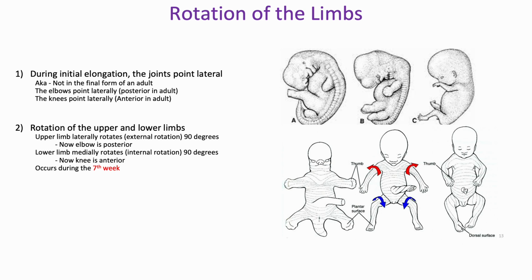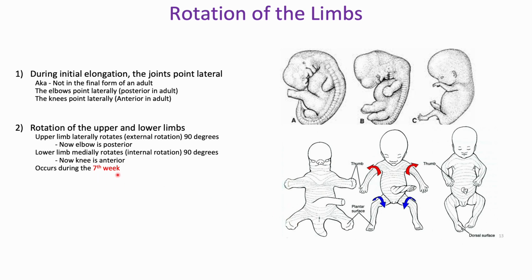Now, during development, because we're starting at the embryologic stage, the initial joints are not positioned the same way that we would expect in an adult. So the elbows, as we're growing out, are actually positioned posteriorly, or more laterally in the fetus. And we know in an adult in the anatomical position, they are going to be positioned posteriorly. So at some point we have to go from a lateral position to a posterior position. Same with the knees. The knees are initially positioned laterally, but in the adult, they're going to be positioned anteriorly. So there needs to be some kind of rotation around the limbs.